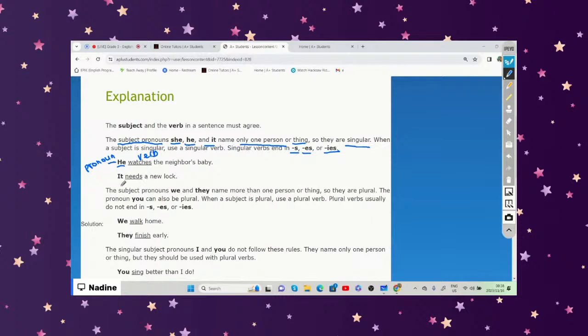And then we have, it needs a new lock. So it is our pronoun and needs is our verb, a new lock.